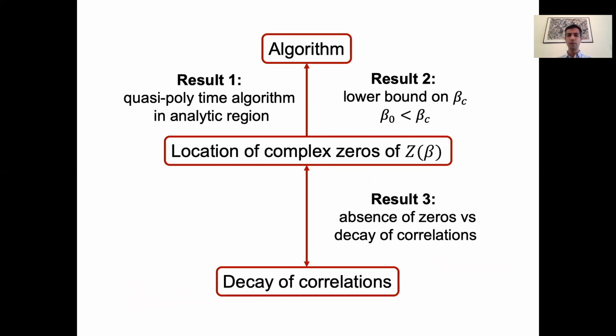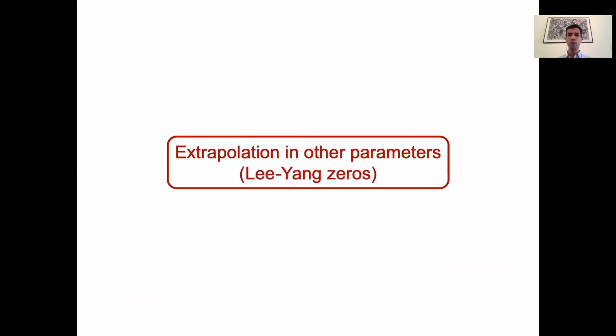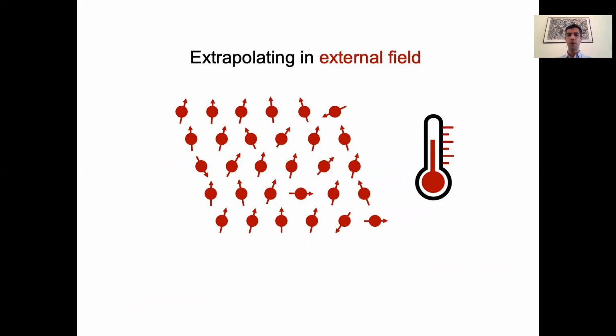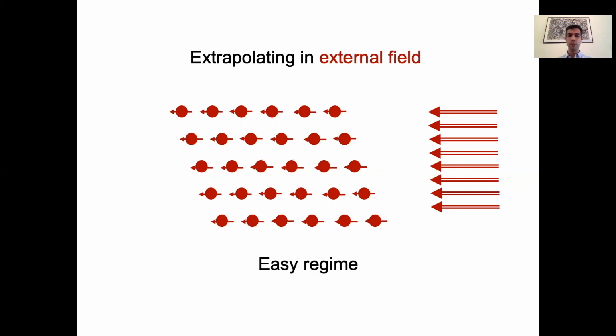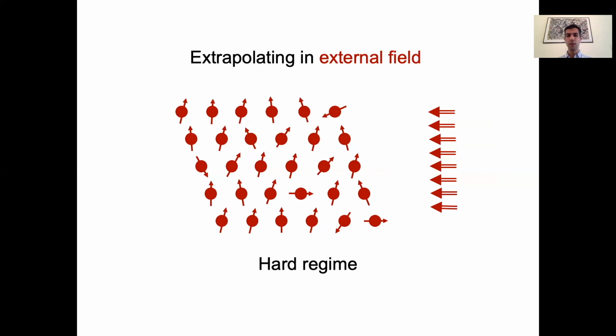All right, this covers most of our results. I don't have time to go into the details, but we also applied Barvinok's approach to other parameters of the Hamiltonian rather than the inverse temperature. In particular, we consider extrapolating in the external field, meaning at a fixed temperature, the spins not only interact with each other, but their energy is also affected by the strength of an external magnetic field. So the easy regime is when the field is very strong and all the spins align themselves along the field. And the hard regime is when the field is small and the interactions between the spins dominate.